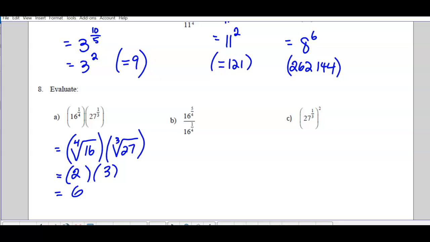Right? You could show another way. You could show 16 as 2 to the 4th, to the 1/4, and 27 as 3 cubed to the 1/3, and then you get an exponent of 1, an exponent of 1, and we get 6 at the end.